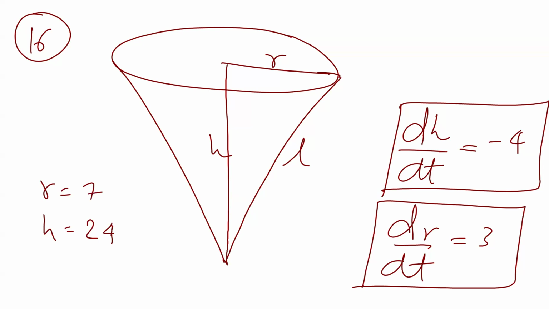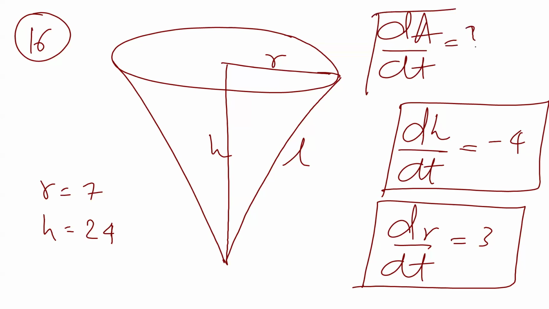Now they have asked to find the rate of change of total surface area. So they are asking dA by dt. How the total surface area is changing. Now see, there is no vertical angle or semi-vertical angle mentioned in the problem. So we have to rely on something else. How are H and L related? Can someone tell me? How are H and L related?